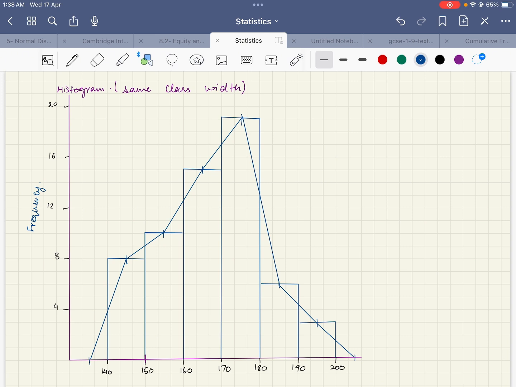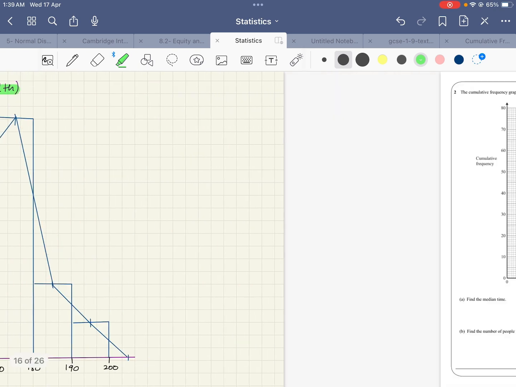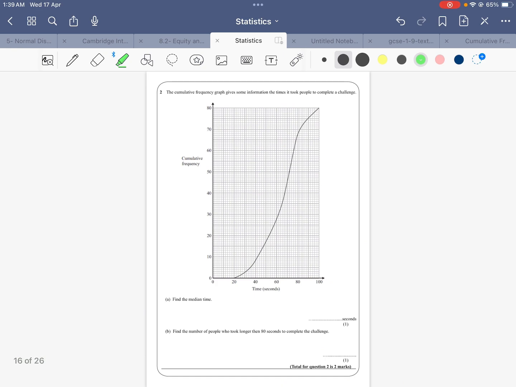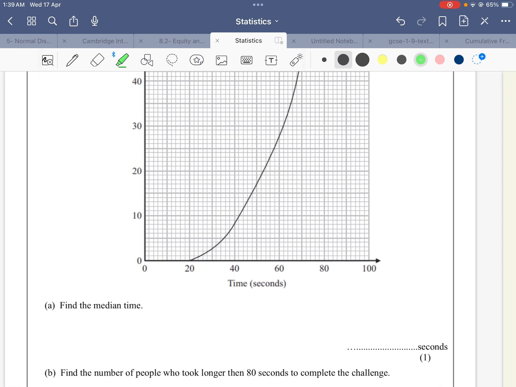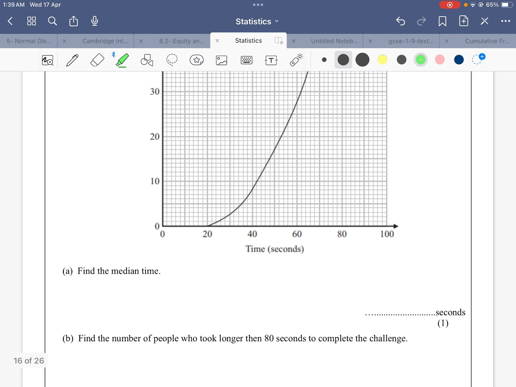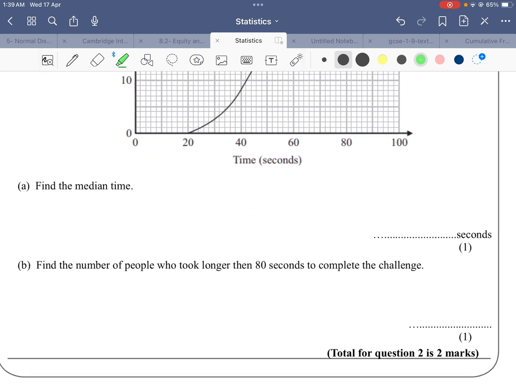That is it for the histogram. But remember that this is the histogram for the same class width. A histogram for different class widths is different. It's not the same. Okay, all right. Now another question for cumulative frequency. Find the number of people. Median you can calculate on your own. I will do the second one.